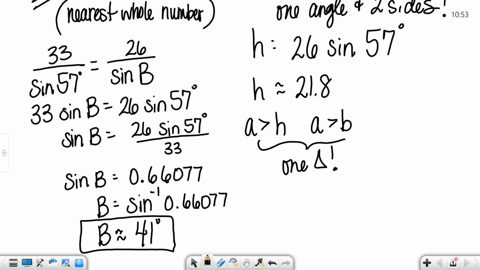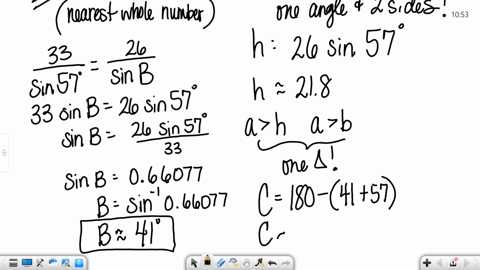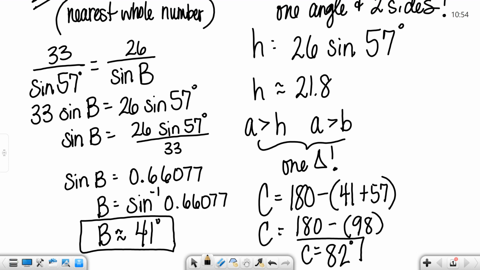So we've got angle B. Now we were already given angle A, so I can find angle C by saying 180 minus the two angles that I've got: 41, which I just found, and 57, which was given for A. So when I do this, C is 82 degrees. So I found two of my answers. B is about 41 degrees, and C is about 82 degrees.